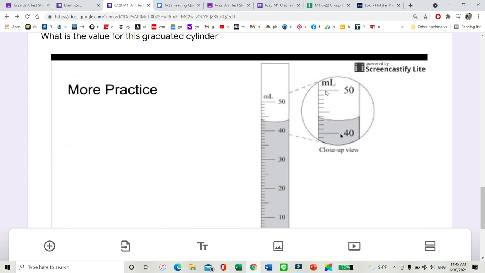Note that between 50 and 40, there are 1, 2, 3, 4, 5 divisions. So this middle big line here is 45, and there are 5 divisions between 45 and 50. So every line counts as 1, and it should stop right at 1, 2, 3. So it should be 43 or 44. It was kind of hard to tell, so I accepted anything 43 to 44.